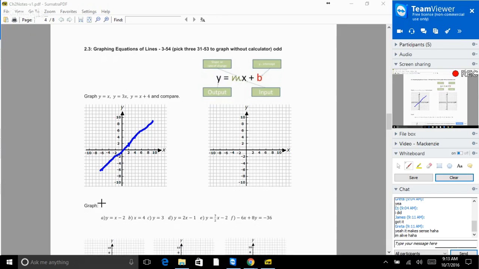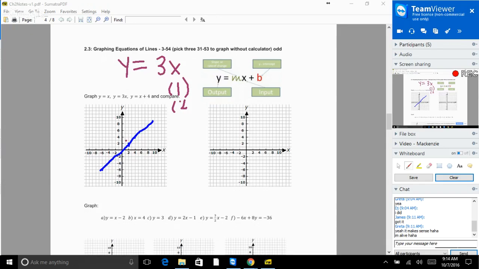Y equals 3x should be pretty easy to graph too. So this is something that you should be able to do even without your graphing calculator. So let's graph y equals 3x, right? Then you just pick a couple x's. Let's say first when x equals 1, what does y equal? 1 times 3 is 3. So when x equals 1, y equals 3. Right here, right?